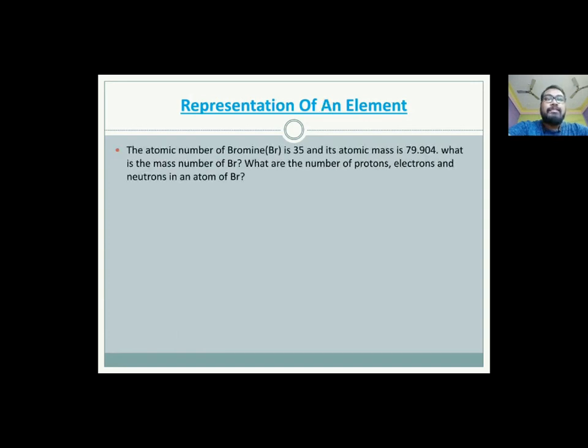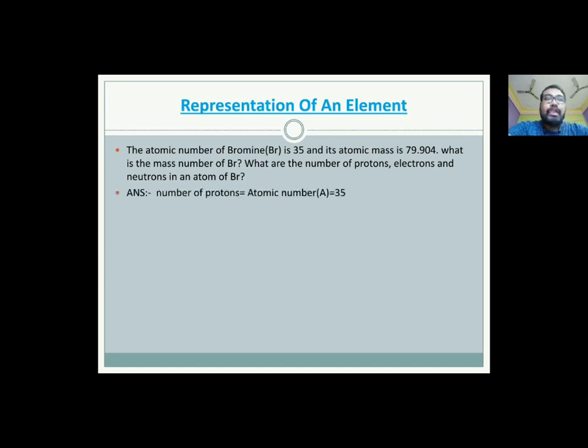Okay. Now in the next slide, we again have an example, which is a mathematical problem to represent an element. See the question: the atomic number of bromine is 35 and the atomic mass is 79.904 atomic mass units. So what is the mass number of bromine? What are the number of protons, electrons and neutrons? So we have to find out the number of protons, electrons and neutrons in the atom of bromine. First, it is given that the atomic number is 35.